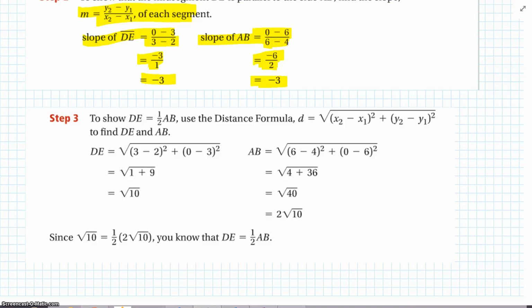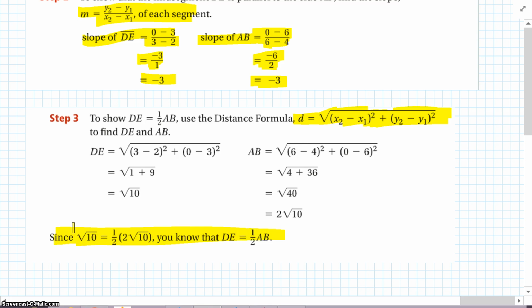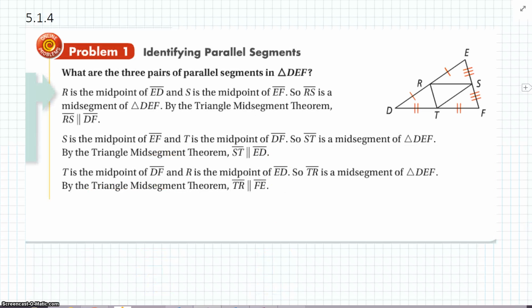Third and final step is to use the distance formula. I'm not going to go through it all, but here's the formula. The distance is the square root of the difference of x's squared plus the difference of y's squared. So we see DE is 1/2 of AB. So we proved it mathematically.